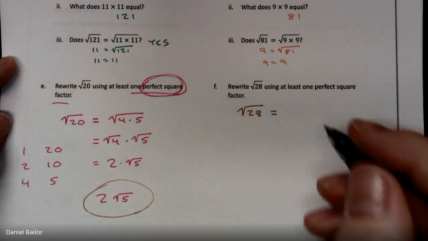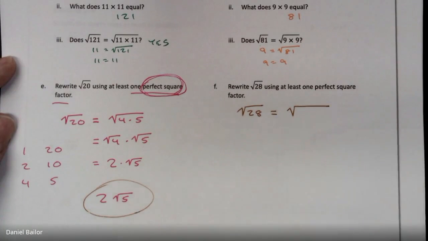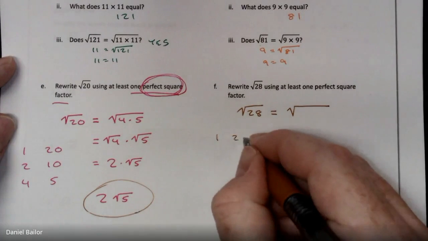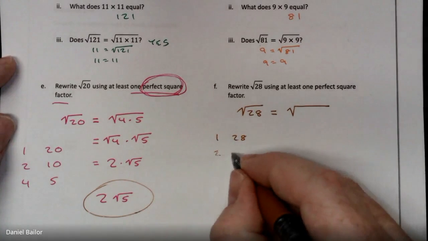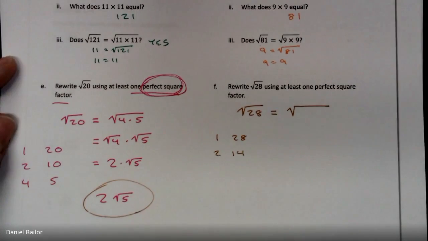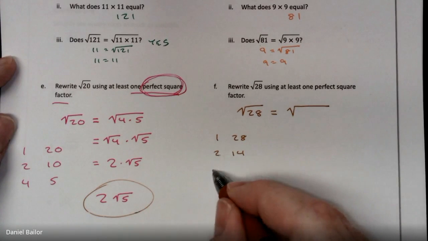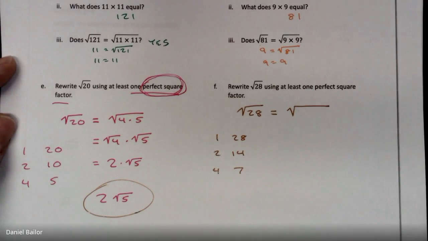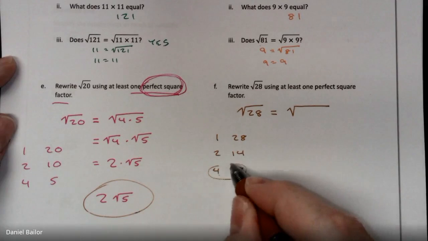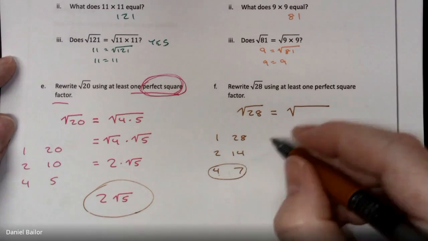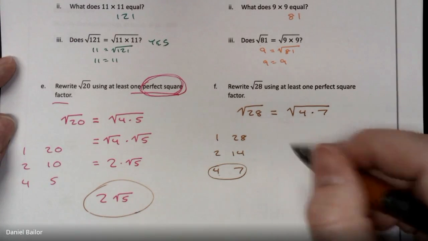So let's think of the products of the factors that make the 28 product. Well, there's 1 and 28, of course, but that will not help me simplify. 2 times 14 makes 28, but we don't have any perfect squares. 4 and 7 make 28, and wait a second, 4 is a perfect square. So I can simplify this. 4 times 7 are factors that make 28.